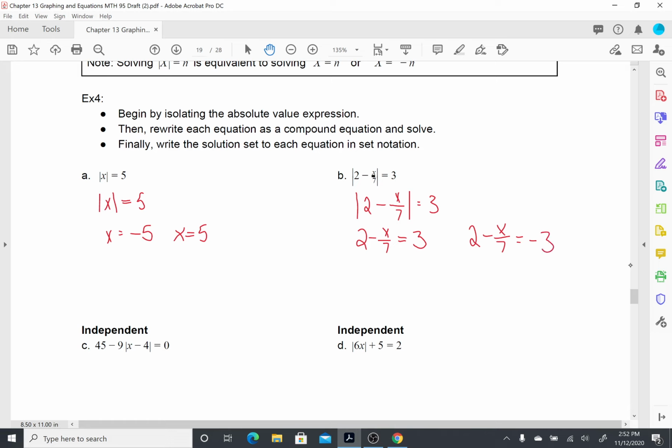It's basically saying that if this stuff in here were equal to negative 3, and we took the opposite value of it, you'd end up with 3. So we're allowing that stuff in there to be 3 because it would end up being positive 3 after the absolute value was taken. So you can subtract 2 from both sides and continue to solve. We'll get x equals negative 7. And over here, we will get x equals 35.